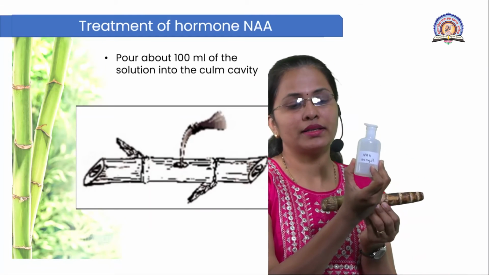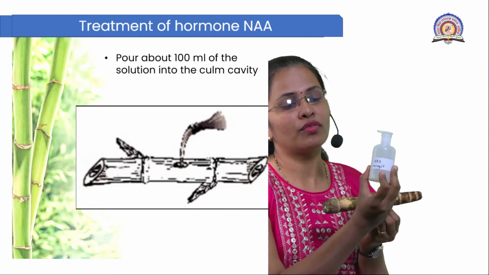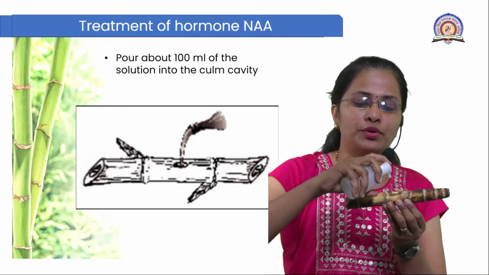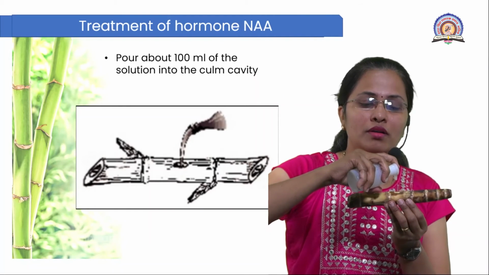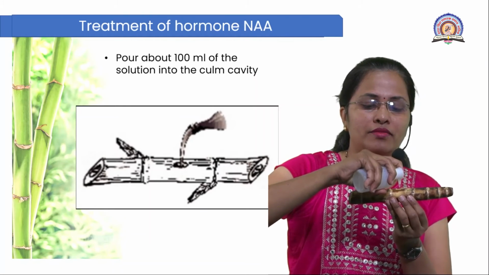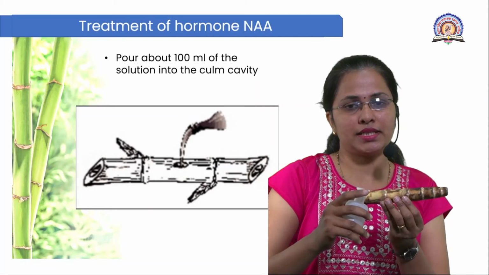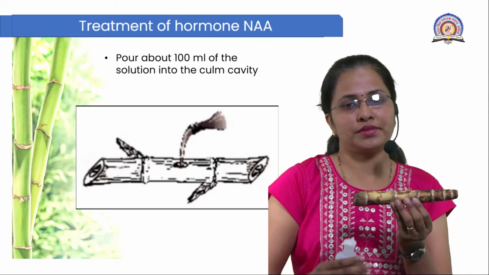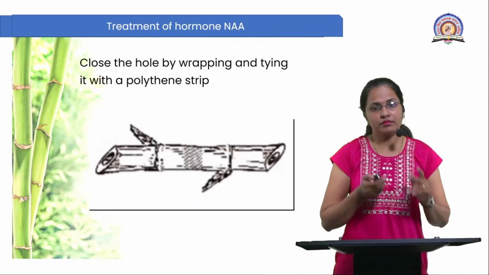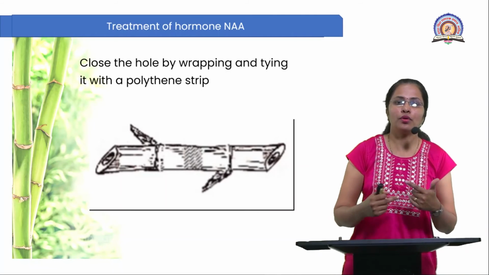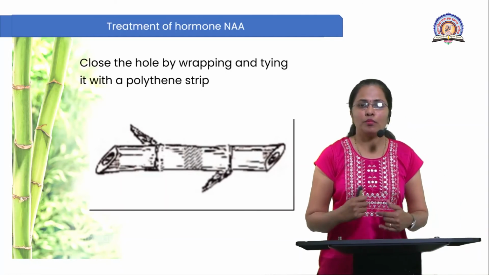I have prepared NAA stock of 100 mg per liter, and now we are going to place this stock or this hormone within the cavity which we have prepared, and then we are going to keep it as it is, and then proceed for the next steps. After pouring this 100 ml of NAA, we are going to close that hole by wrapping with a polythene strip.